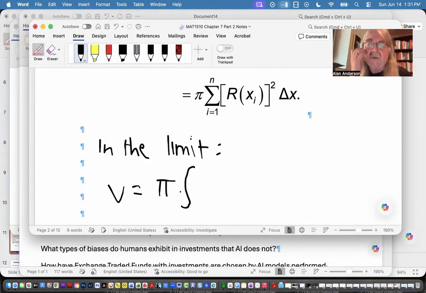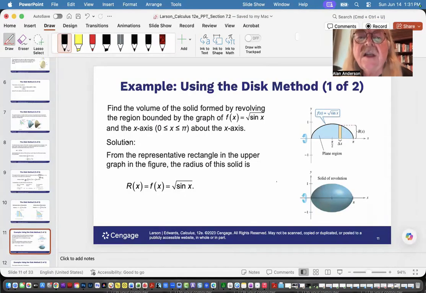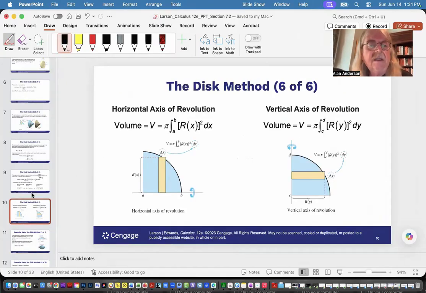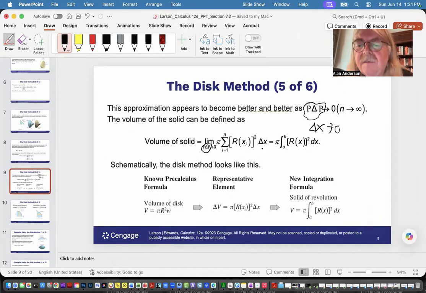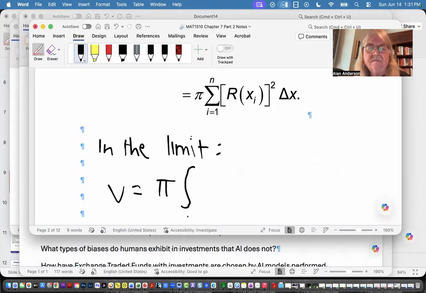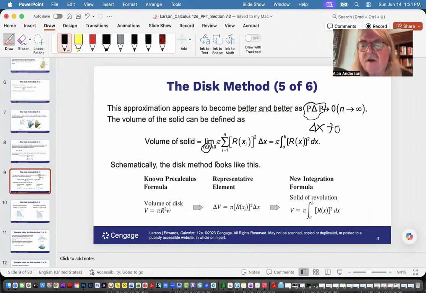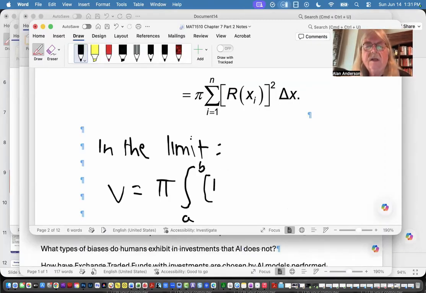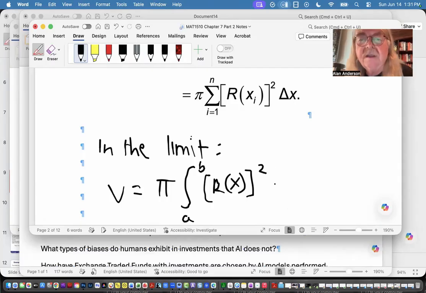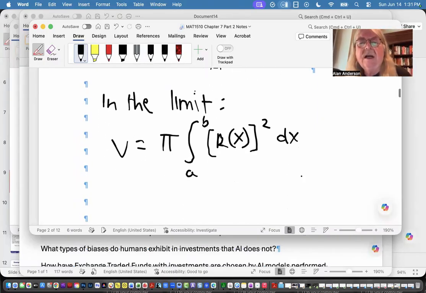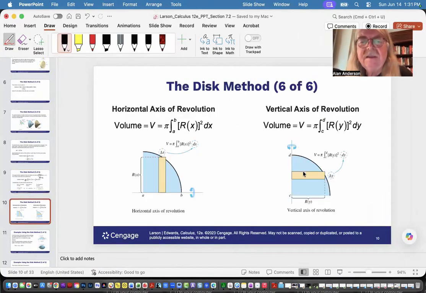And so you can see that as we shrink delta x, the sum becomes an integral, okay? And we end up with pi, integral from a to b, capital R of x, that's our radius, squared dx. Okay, so I think they have an example waiting for us.